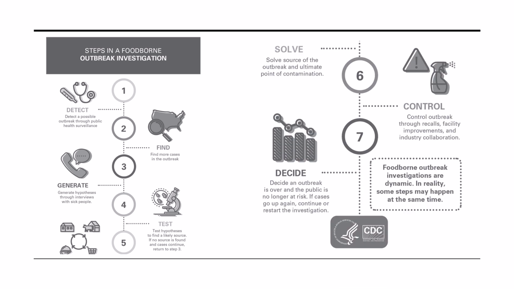Next step is solve. Solve source of the outbreak and ultimate point of contamination. Identify the point of contamination in a foodborne outbreak investigation and correct it or stop the spread. Then comes control. Control outbreak through recalls, facility improvements, and industry collaboration. And sometimes in countries like Malaysia, we can stop the restaurant or food premise till the contamination is over, till they correct it. Okay. Then seventh one is decide. Decide an outbreak is over and the public is no longer at risk. If cases go up again, continue or restart the investigation.